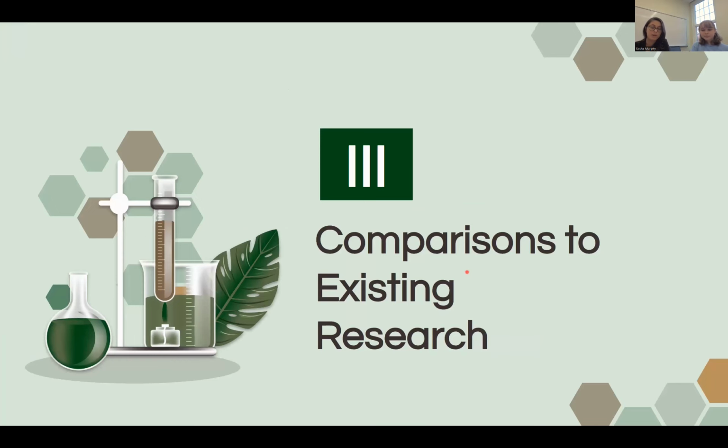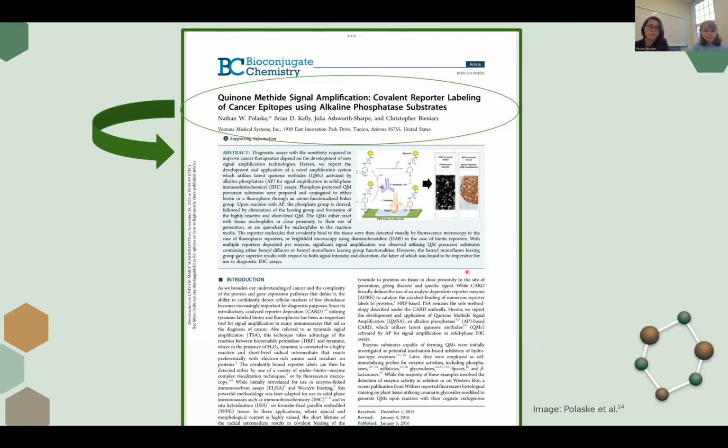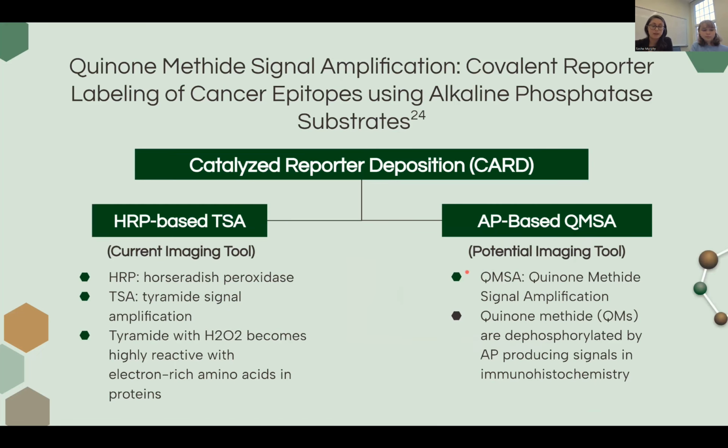So now we're going to compare everything that we learned to existing research. The article we read was Quinone Methide Signal Amplification: Covalent Reporter Labeling of Cancer Epithelials Using Alkaline Phosphatase Substrates. So some background: basically, this study was looking at different diagnostic tools that use immunohistochemistry assays to have diagnostic tools for cancer.